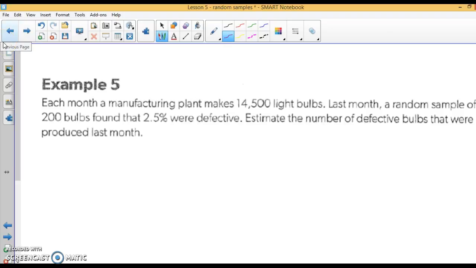Each month, a manufacturing plant makes 14,500 light bulbs. Last month, a random sample of 200 light bulbs found that 2.5% were defective. So, estimate the number of defective bulbs that were produced last month. Well, if 2.5% were defective, the first thing I need to do is figure out how many that is. So I'm going to change 2.5% to 0.025 times 200.